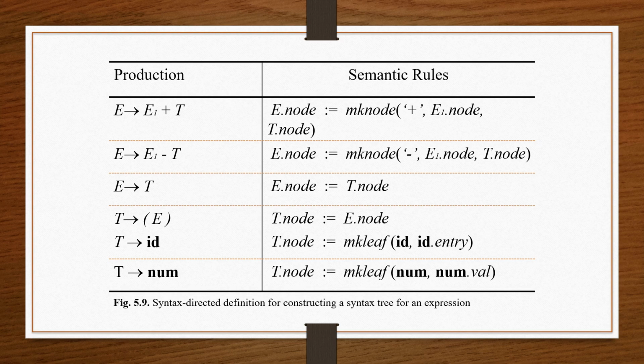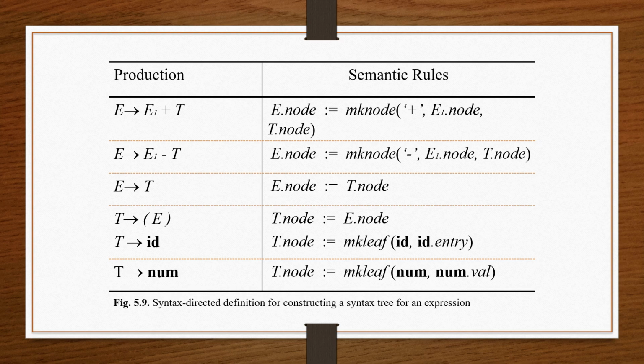construct the syntax tree. We already studied what an annotated parse tree is. Now let us construct the abstract syntax tree. What is the difference between the annotated parse tree and the abstract syntax tree? We will study that in the next slide. But look at this particular grammar. This is an S-attributed definition grammar. What is this grammar? It is an arithmetic expression, but it involves only two operators, plus and minus. Both have the same priority and are left associative.